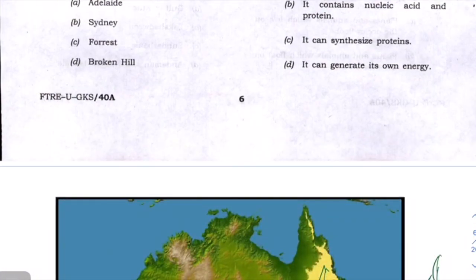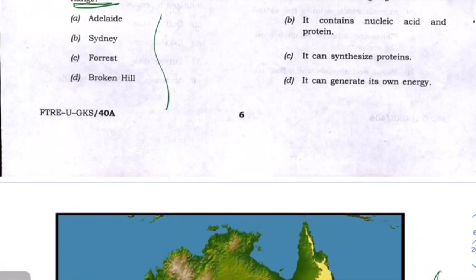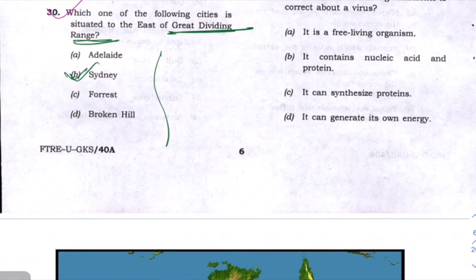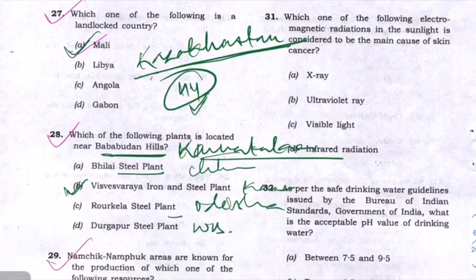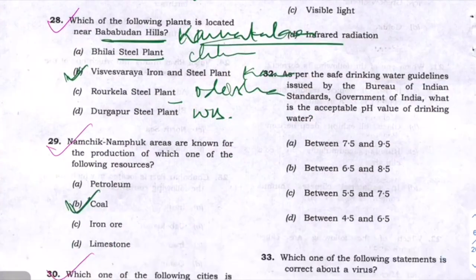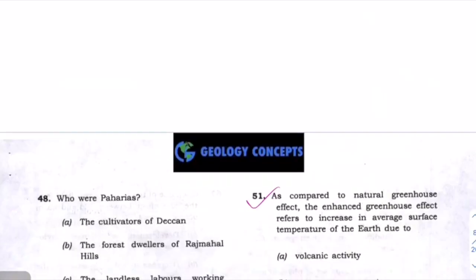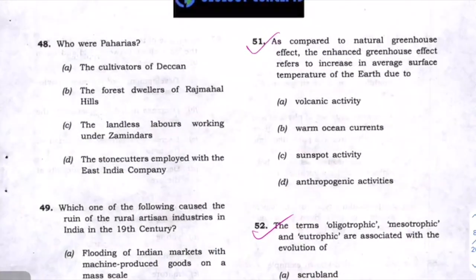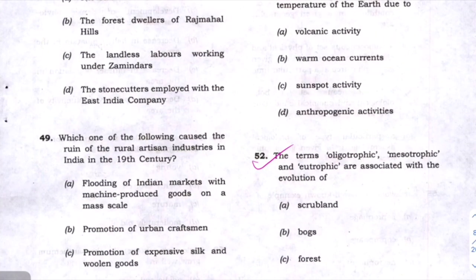So if you go through these cities on the map, you'll find that Sydney is to the east, and the rest of them are on the west side of this Great Dividing Range. Coming to the next one, which one of the following electromagnetic radiation in the sun? Sorry, this question is of science. We'll go to the next, which is 51.